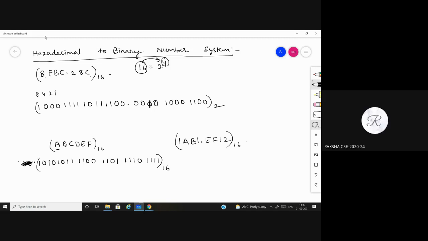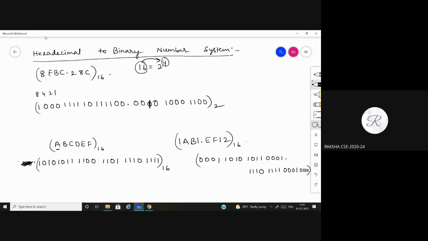The second one is 0, 1. 1, 0, 1, 0. 1, 0, 1, 1. 0, 1. Point 1, 1, 0. Okay. 1, 1, 1. 000. 0, 1, 1, 0, 000 1, 1, 0.